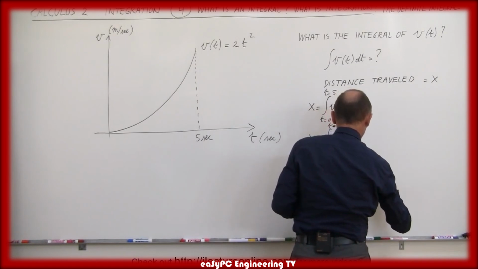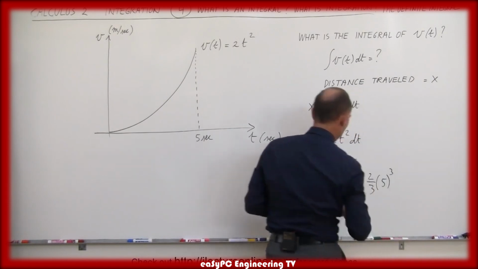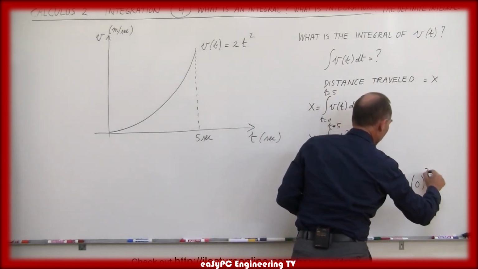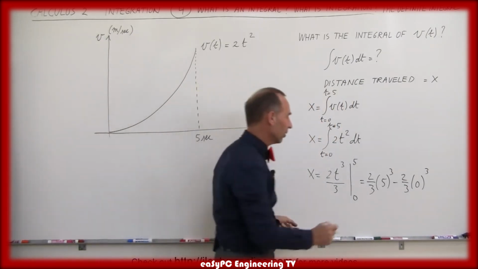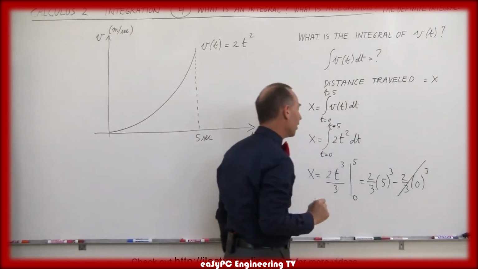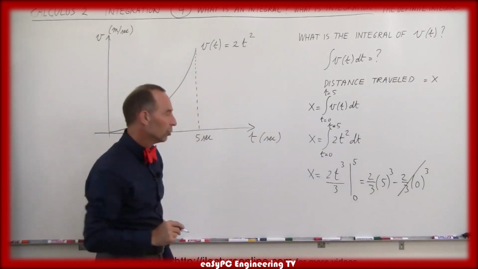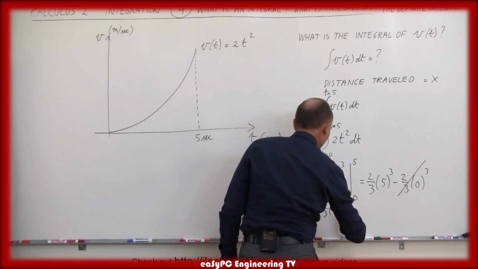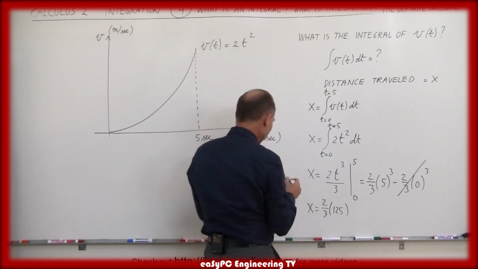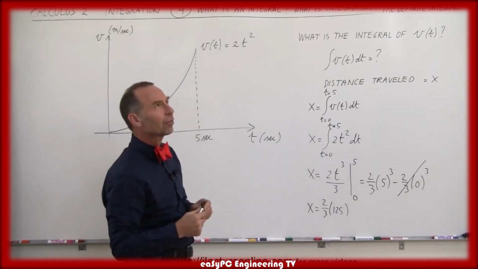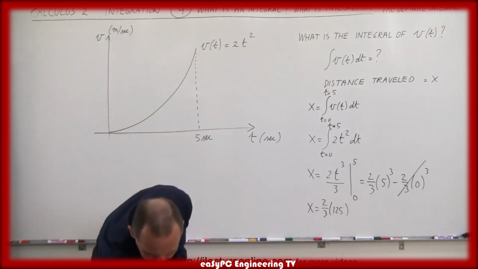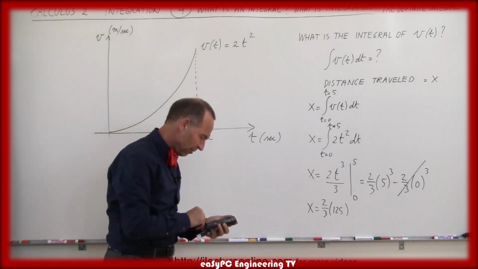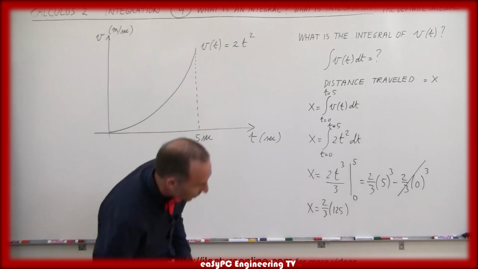This is equal to 2/3 times 5 cubed, when we plug in the upper limit, minus 2/3 times 0 cubed when we plug in the lower limit. And of course, 0 cubed is 0, so we don't need that portion. That simply drops off. So it's 2/3 of 5 cubed. That means that the distance traveled is equal to 2/3 times 125, because that's what 5 cubed is equal to. And that's 250 divided by 3. Let me get a calculator out. 250 divided by 3 equals 83.3.